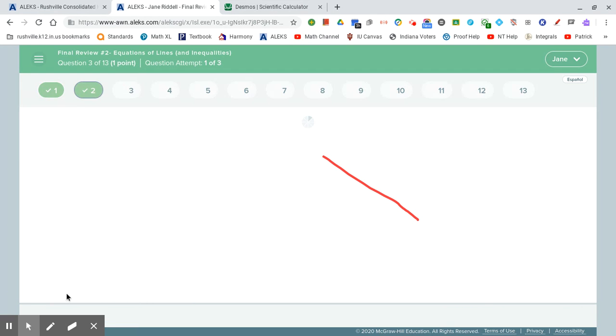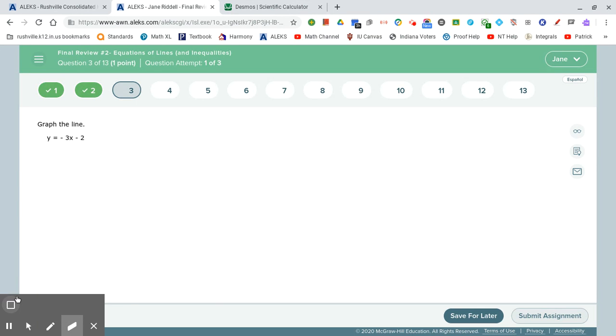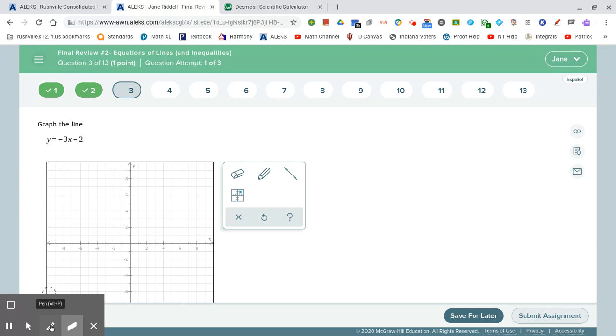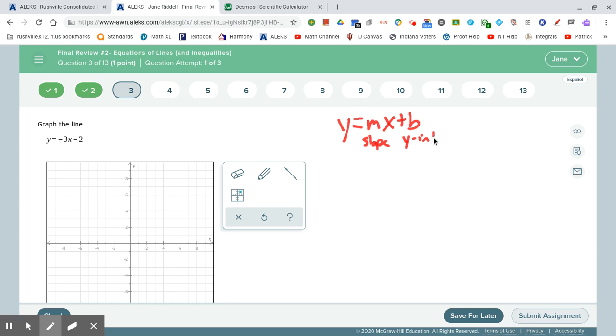All right, question number 3. What we're going to be doing in question number 3 is also graphing a line, but this time it's given to us in slope-intercept form. So remember that slope-intercept form is y = mx + b, where m is your slope and b is your y-intercept. So it's still telling us how to move with the slope, and it's also giving us a point where to start, except this time it's the very special point called the y-intercept.